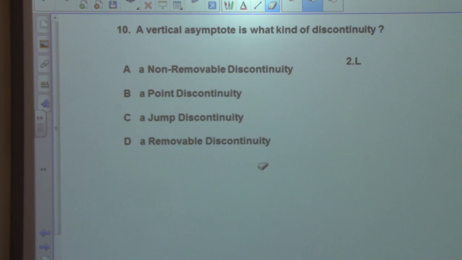Number 10, a vertical asymptote is what kind of discontinuity? It'll be a non-removable discontinuity. And that goes back to the discontinuity t-shirt, remembering what it is. I think we reviewed this right before the test, didn't we? Yeah. So a vertical asymptote is non-removable. A hole would be what kind of discontinuity? Removable.